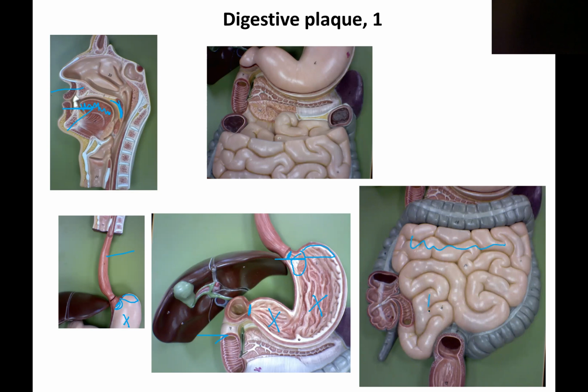jejunum, ileum, ileocecal valve, cecum, ascending colon, transverse colon, descending colon, the sigmoid colon, rectum. There's an anus on this one, but I guess I didn't take a picture that far down.